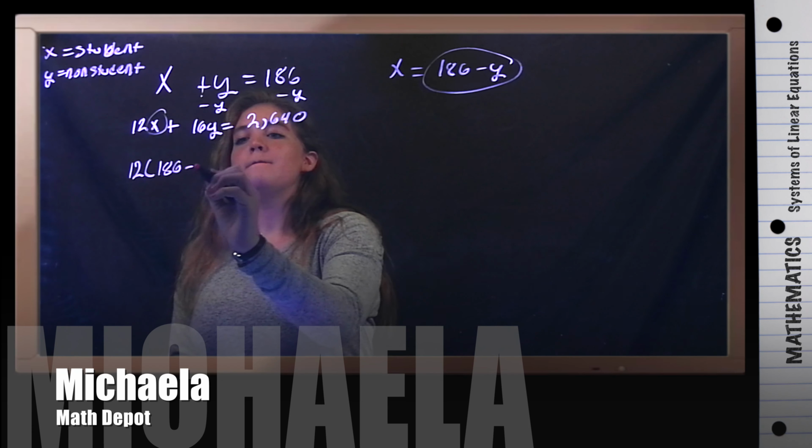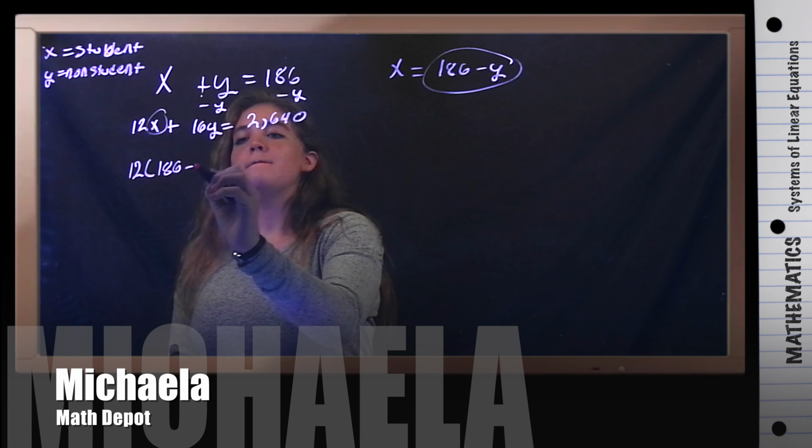Now the next step, of course, being to solve for y, we'd have to distribute this 12. So 12 times 186 is 2,232. You just plug that into your calculator really quick. Minus 12 times y, just 12y, plus the 16y, we're just bringing down from here, equals 2,640. Again, we're just bringing it down from there.